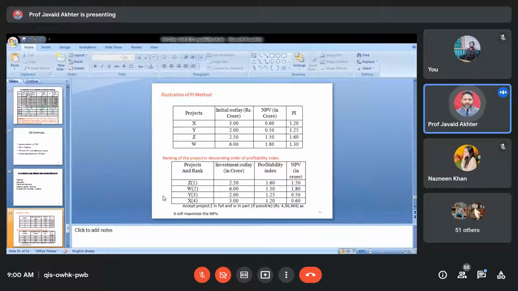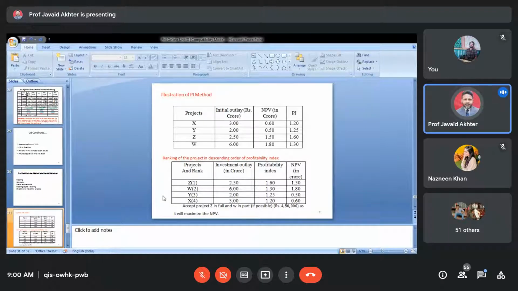If the projects are divisible, so we can implement part of it. If the projects are not divisible, so we may go for slightly lesser PI project so that our total money that we have raised is utilized and our wealth is maximized. Leaving money idle will lead to erosion of wealth.